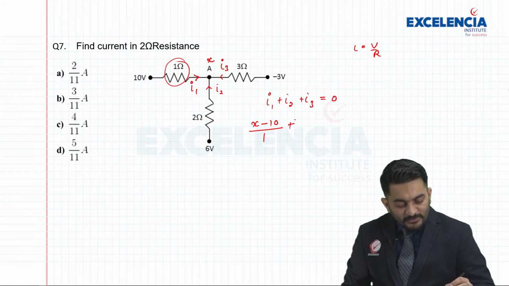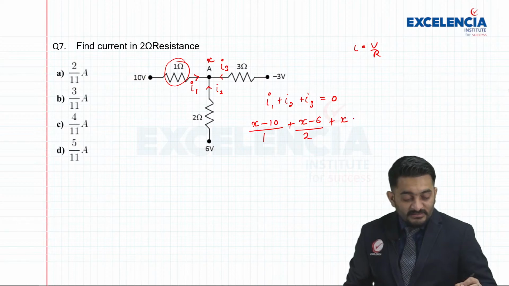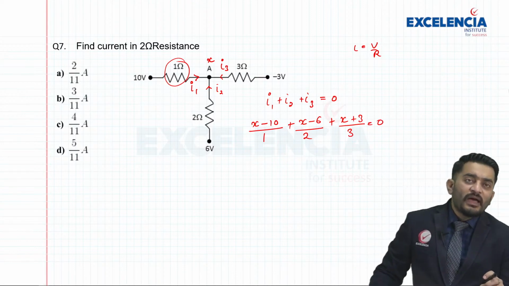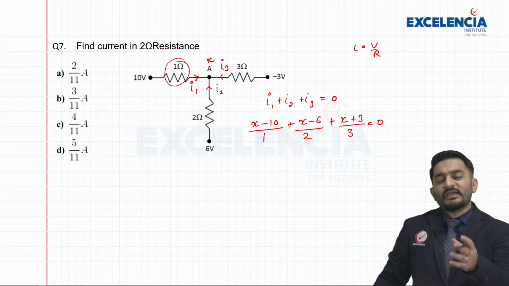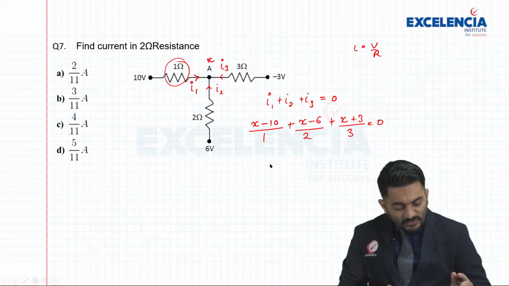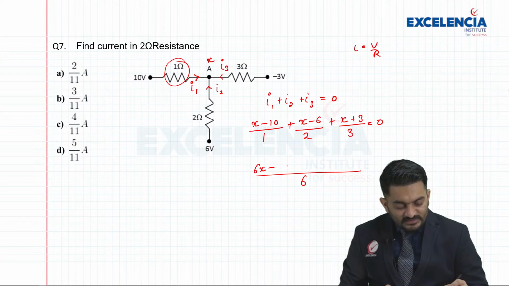Similarly for I2 I am going to write X minus 6, and the resistance is 2 ohm. For I3 I am going to write X minus of minus 3, so it will be X plus 3, divided by 3. This sum should be equal to 0. By this technique, guys, we can actually calculate the value of X. I will take the LCM directly, so you can see the LCM is going to be 6.